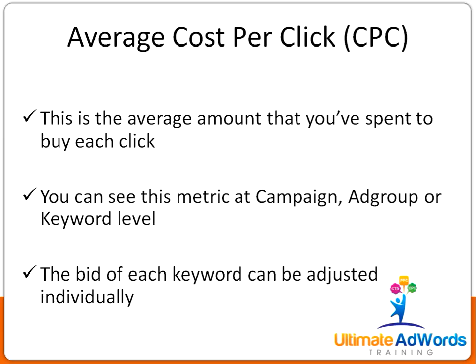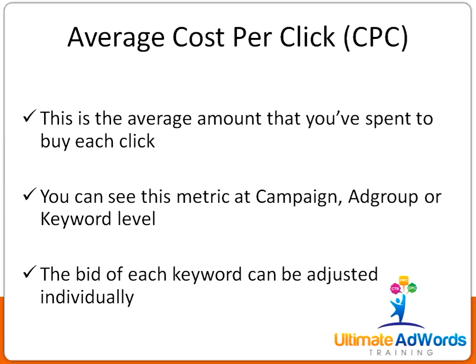Average cost per click is the average amount you've spent to buy each click, and you can view this at campaign, ad group or keyword level. So you may be seeing an average cost per click at campaign level of £2.50, but if you were to go into that campaign and look at it at ad group level, you may have one ad group that's spending £4 per click and one ad group that is spending 56p.